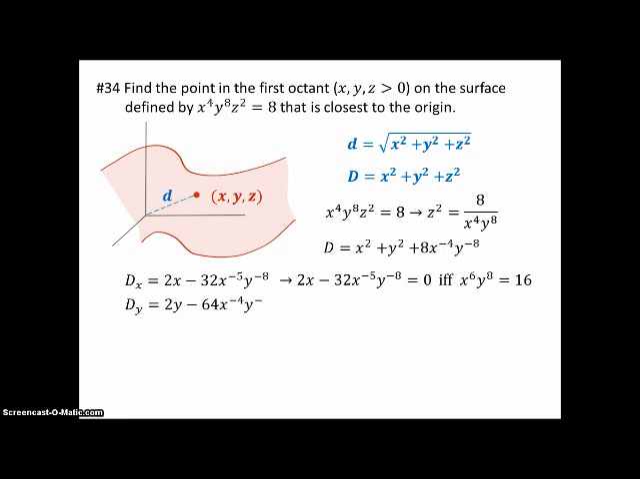So here's the partial derivative with respect to y. Set it equal to 0, and we get x⁴y¹⁰ = 32. So we're going to put those together.